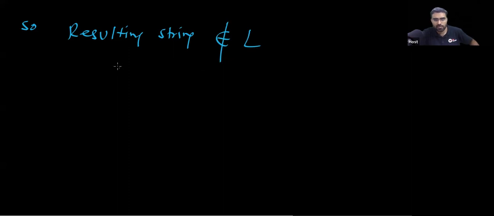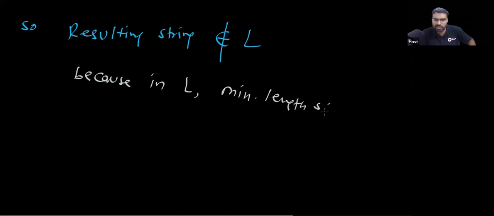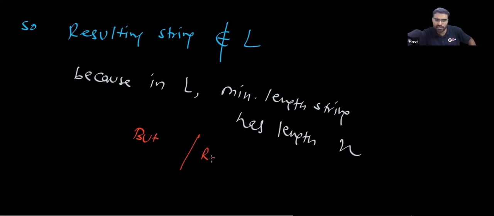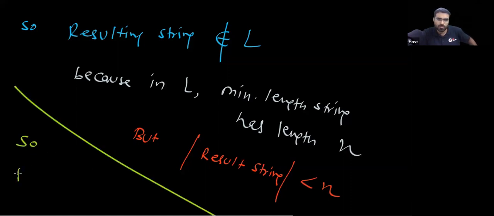Why? Tell me why. Because in L, the minimum length string has length n, but the length of this resulting string is less than n. So that is the reason. So can I say that p equal to n never works? Did you understand this intuition?